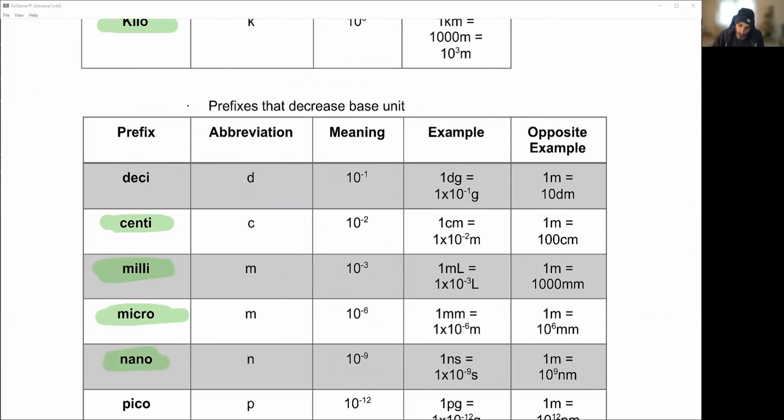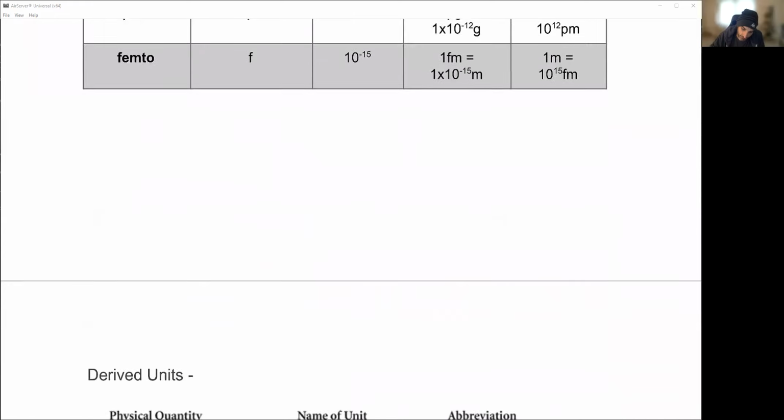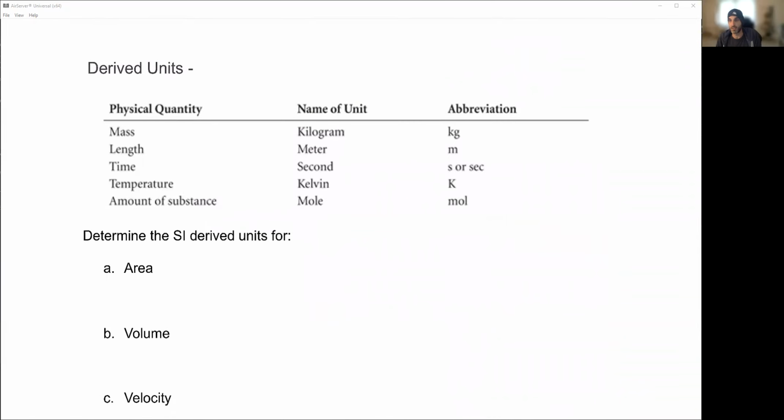Okay, good. So next up, derived units. So derived units are based on the idea of these base units. So essentially when you perform math on these things, you're going to combine them. So when we mathematically combine base units, we get a derived unit.